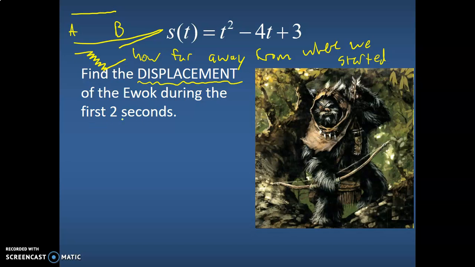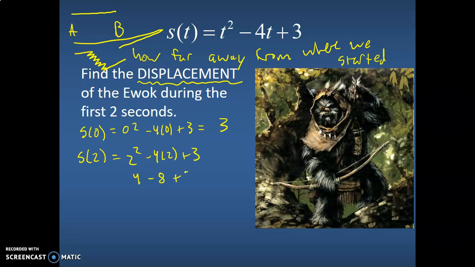So during the first 2 seconds, to find the displacement, I just want to look at where I am when I start and where I am after 2 seconds and compare those two positions. So S of 0 would be 0 squared minus 4 times 0 plus 3, so 3. And then S of 2 would be 2 squared minus 4 times 2 plus 3, so 4 minus 8 plus 3, negative 4. Negative 4 plus 3 would be negative 1. So displacement means the distance between those two, where I started and where I finished.